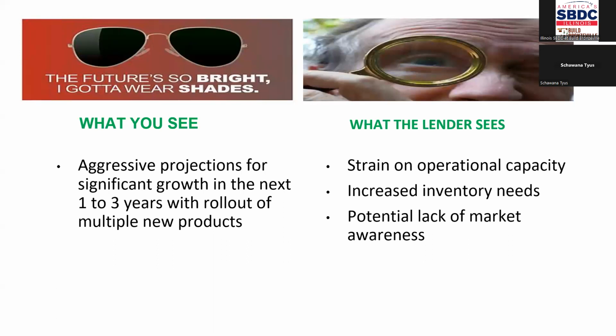So Acme Boxes is thinking aggressive plans. The lender is saying, oh my gosh, I'm anticipating this is going to be a strain on their operational capacity. Maybe there's something that lender is already aware of about how you operate your current location, the physical limitations of that location. They've already looked at your financials, so they understand what your inventory capacity is right now, and so forth. They're also looking at the fact that you may not have really an awareness of what's going on in the market around you.